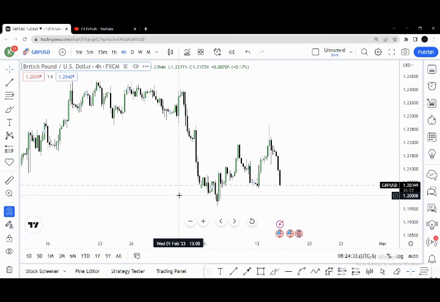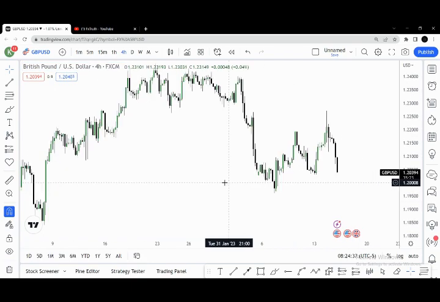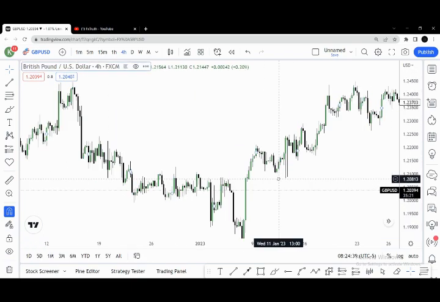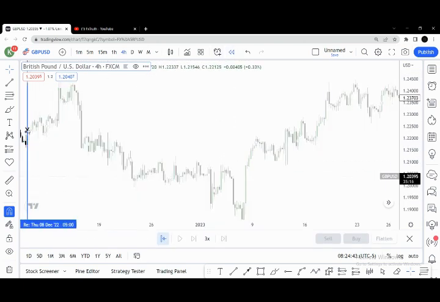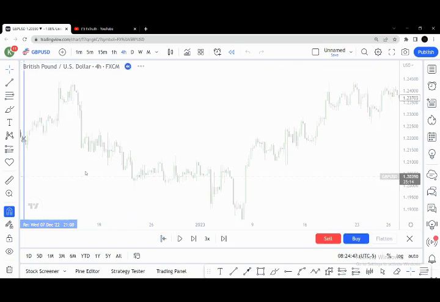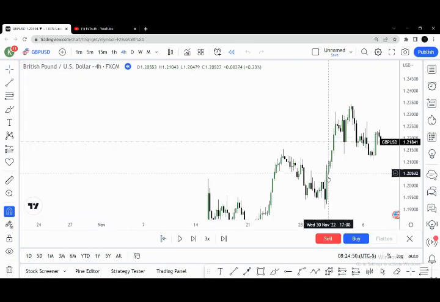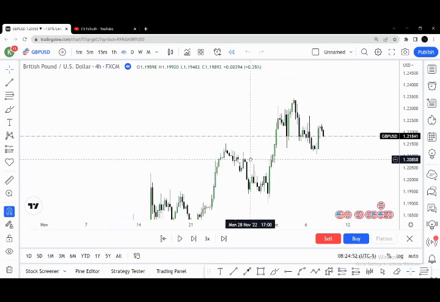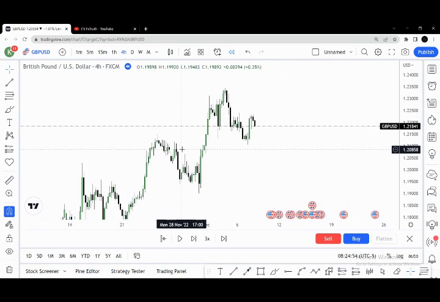Because, to avoid cherry picking, I'm just going to slide three times. Let's do that. One, two, and three. So I'm going to be using the replay button from this area right here. So let's start the replay from there. We're simulating this as if it's a live trade, like we are going to be placing the trades as it's going on and going forth.